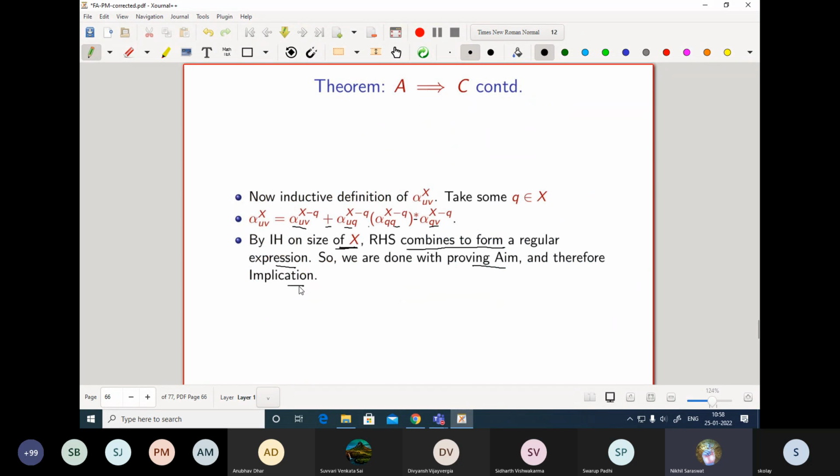And therefore, we are done with the proof of the theorem that says that a set is a regular set if and only if there exists a regular expression for it. So the three statements basically boil down to saying that a set is a regular set if and only if there is a regular expression matching the set.